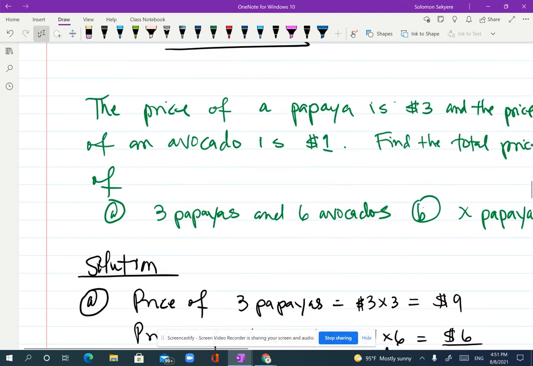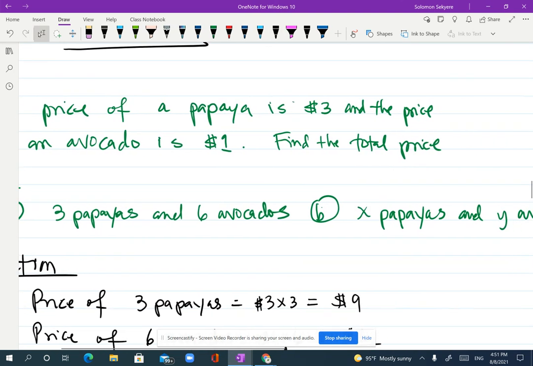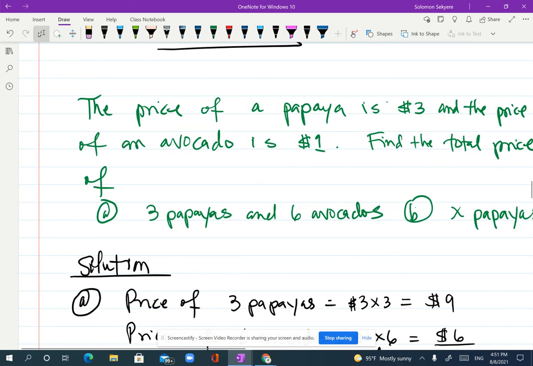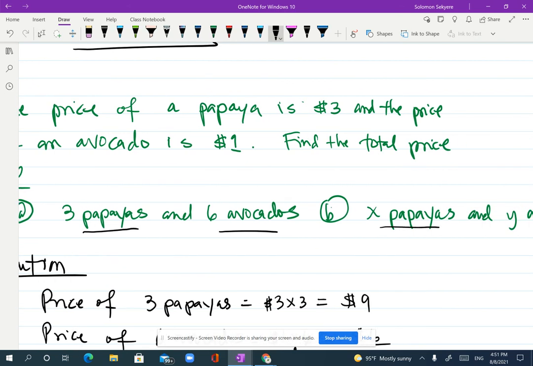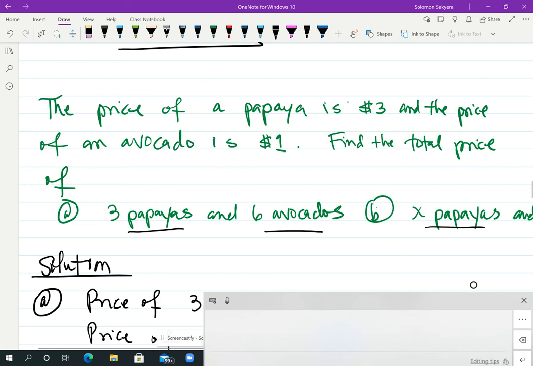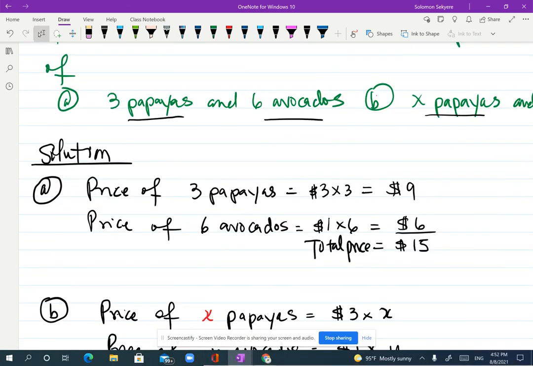Let's do another one. The price of a papaya is $3 and the price of an avocado is $1. Find the total price of 3 papayas and 6 avocados, and X papayas and Y avocados. How do we do that? 3 papayas. The price of 1 papaya is what? $3. So 3 of them is 3 times 3, $9. Price of 6 avocados is $1 times 6. We add the 2, total price is 15.